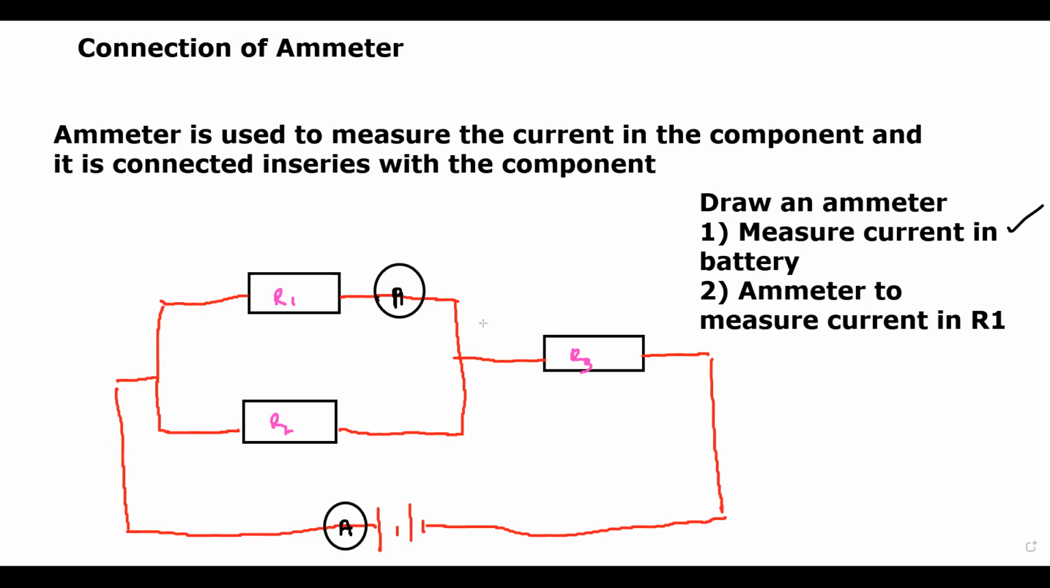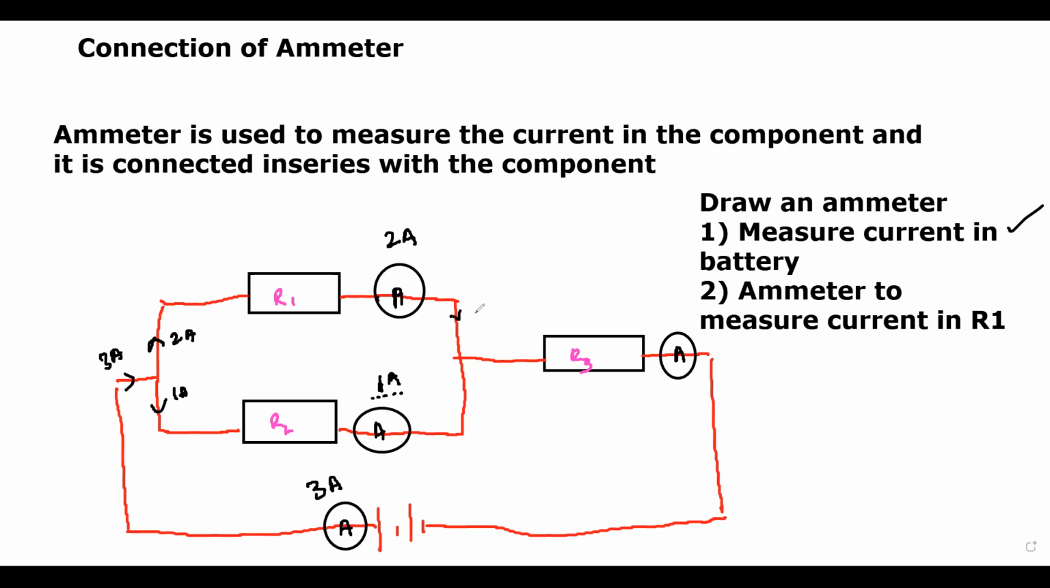In the same way, if I want to measure the current in R2, I will connect an ammeter with R2. If I want to measure the current in R3, I'll connect an ammeter before and after R3. So if ammeter 1 reads 3 ampere and this ammeter 2 reads 2 ampere, how much current will be in the ammeter in series with R2? If 3 ampere is coming from here, out of 3, 2 ampere is going in this branch. How much current will be in this branch? What will be the reading on the ammeter? It will be 1 ampere. Good, so this will read 1 ampere.